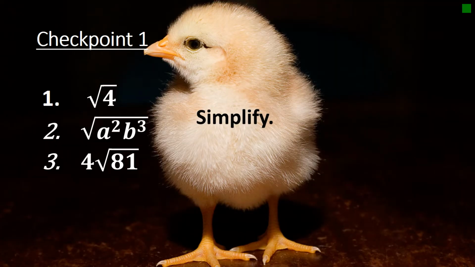So you're going to simplify. Square root of 4, if you know it, do it. A squared b cubed, you've got an even, you've got an odd. Break that b cubed down. Set this one up as 4 and then be waiting on what you get when you simplify it, okay? Do your checkpoint, moving on.